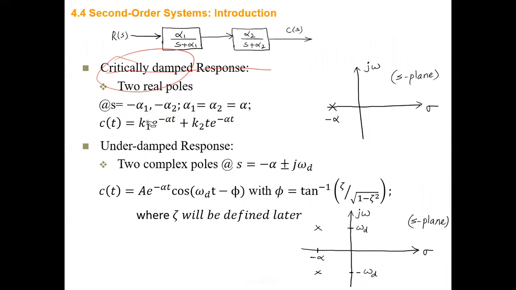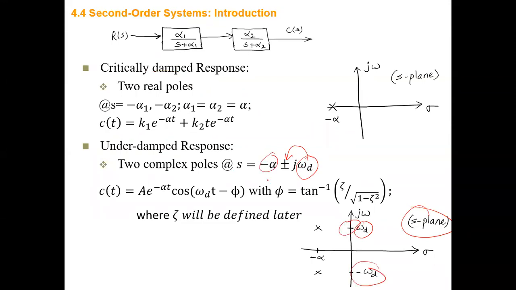Then let's talk about the underdamped system. Underdamped means you have poles which are complex. Remember, we had real poles here. Now these poles are no longer real; we have complex poles. Your poles are negative alpha plus or minus j omega d, and j is there because this is complex. You represent this in the S plane like this: j omega d, where omega d is plus and minus, so one is plus, the other is minus.